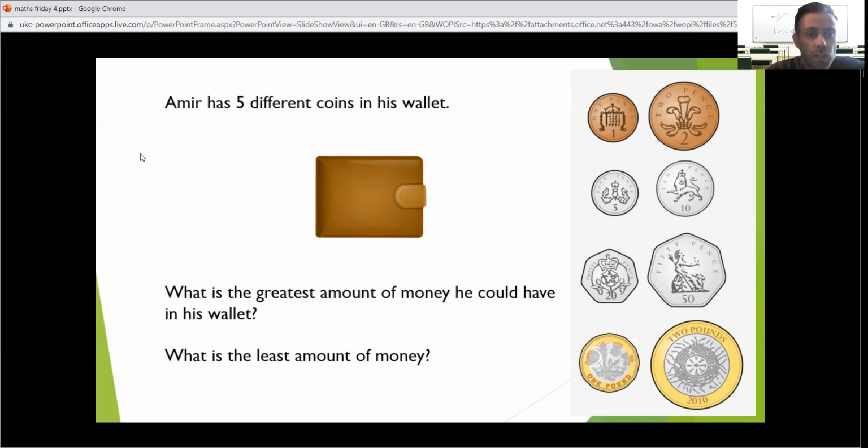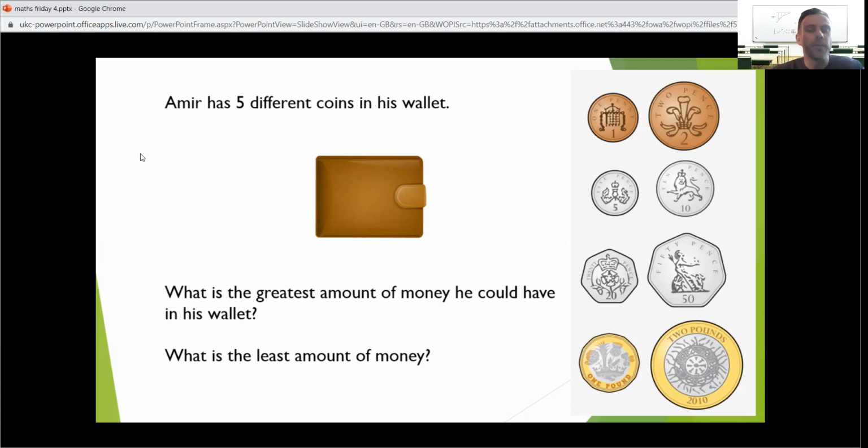All right, so we wanted to know the most amount of money Amir could have with 5 different coins and the least amount of money Amir could have with 5 different coins. So let's look at the most first of all. Obviously, you've got £2, £1, 50p, 20p, and the 10p. They are the 5 biggest coins. So if you add those together, that's going to get the most amount of money in his wallet. So we've got £3 and 80 pence. We've got the £1 add the £2, that makes £3, and then we've got 50 add 20 add 10, that makes 80p. So he's got £3 80 pence.